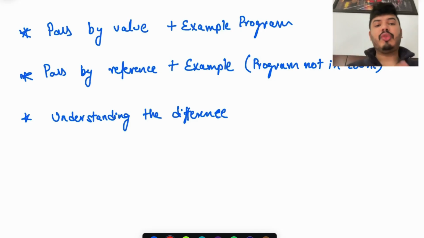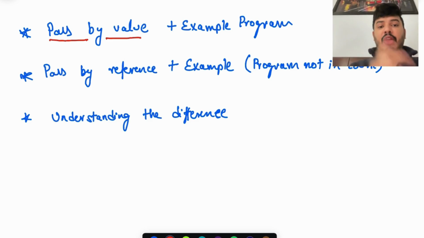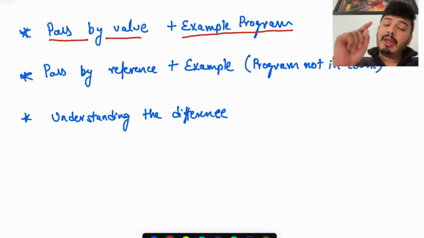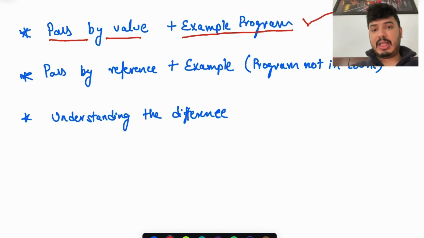Everyone, welcome to this new video for methods in Java. Very important topic today. We are going to cover pass by value and pass by reference. What is important in this? To understand the basics of what is pass by value, we'll look at an example program as well so that we have our understanding very clear.